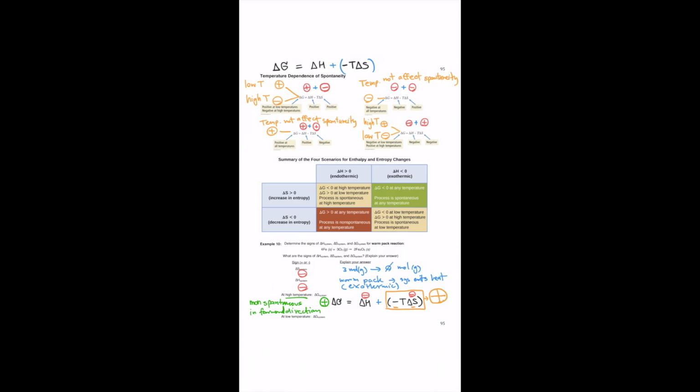at high temperature. And if you do the same analysis at low temperature, and you put in the signs of delta H and delta S, you will see that at low temperature, this term will become a small positive value, because at low temperature, a small T multiplied by delta S would give you a small positive value. Therefore, in this case, the negative can override the positive, and the overall delta G will come out to be a negative value, indicating that this reaction at low temperature would be spontaneous in the forward direction.